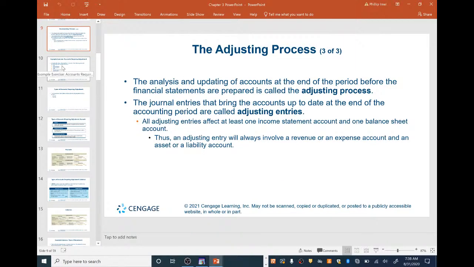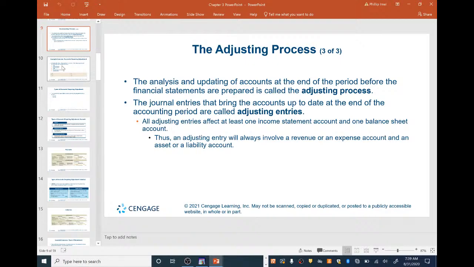So the analysis and updating of accounts at the end of a period before the financial statements are prepared is called the adjusting process. Once again, we start with the unadjusted trial balance that we did in class on Friday. That was one of the homework assignments. And then from there, we're going to go through and adjust the relevant accounts that need to be adjusted, known as the adjusting process. The journal entries that bring the accounts up to date at the end of the accounting period are called adjusting entries. So the accounts that are affected are going to be affected by adjusting entries.